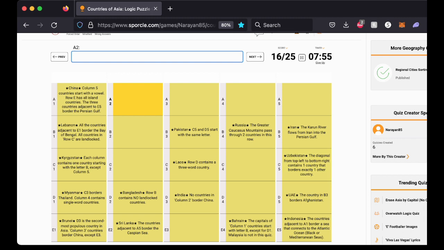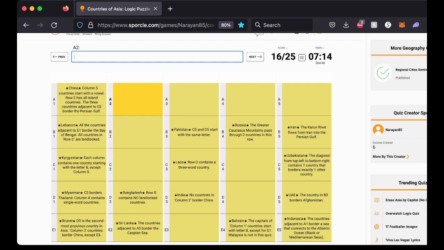The diagonal from top left to bottom right contains one country that borders exactly one other country. I don't really know about that. Let's see. So there has to be a B here. Well, there is no B, that's an island. We've already had Bahrain. Yeah, I don't know. Let me look at the hints again.